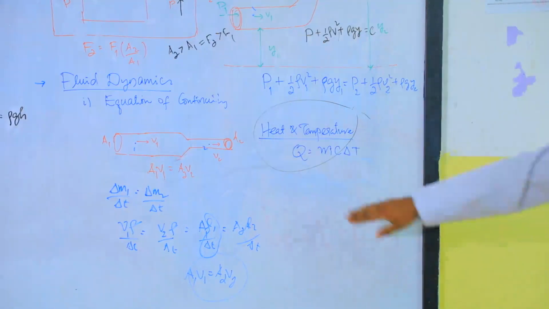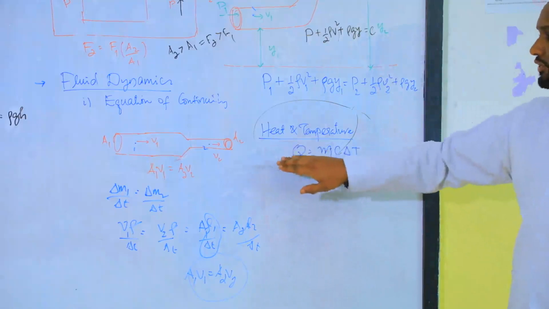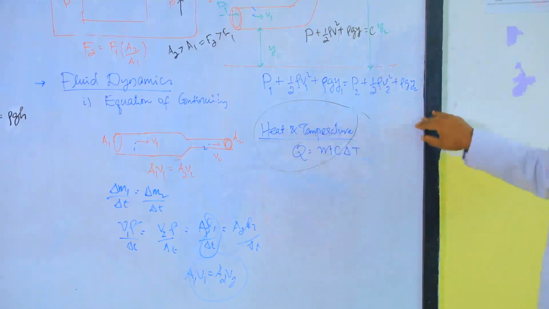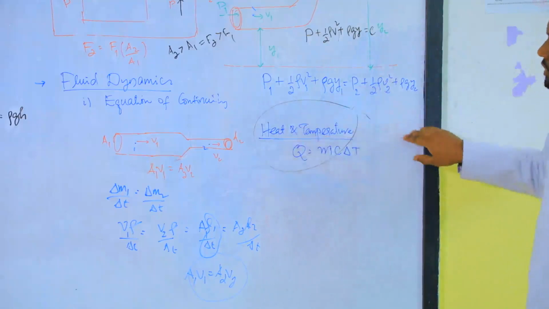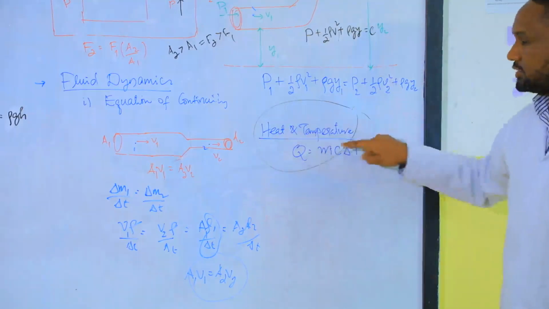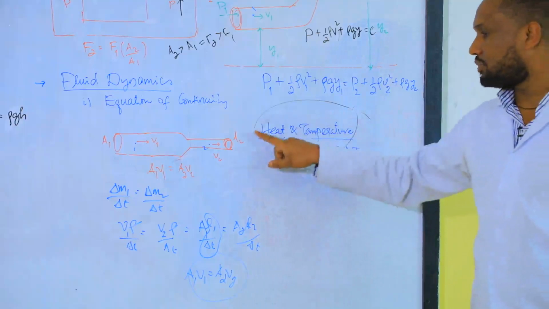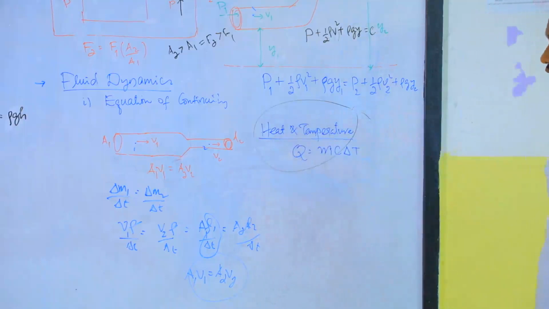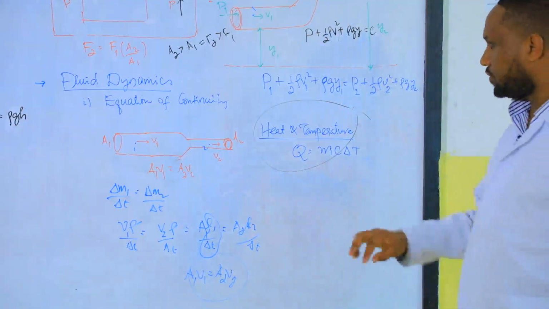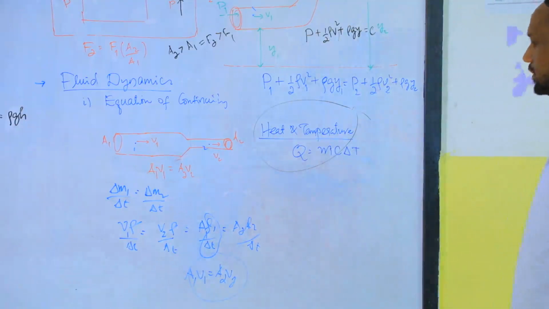Heat is a form of energy that transfers from one point to another, or from one object to another, due to a difference in temperature, okay? Without a difference in temperature, we cannot talk about heat, okay? So heat is a form of energy that is in transfer between two objects or between 2 points due to the difference in temperature, all right?